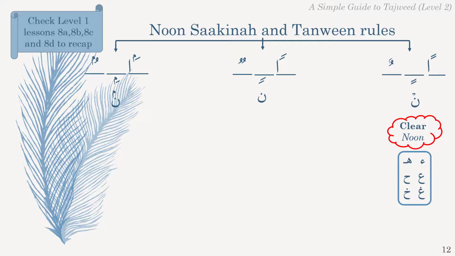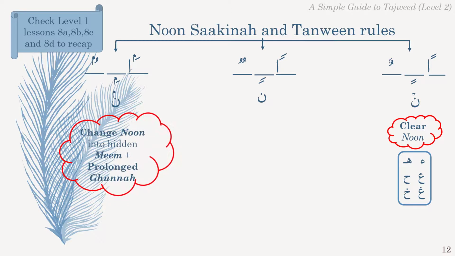The third set is when Fatha, Kasra or Dhamma come with a small Meem and the Noon Saakinah comes with a small Meem. We change the Noon Saakinah into a hidden Meem with prolonged Ghunnah. Always the following letter will be letter Ba. Back to the second set.